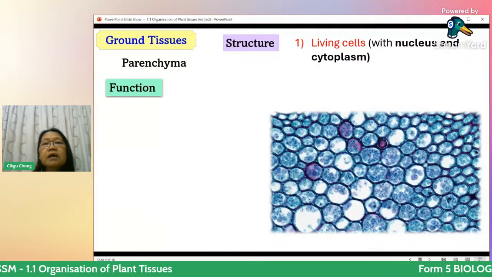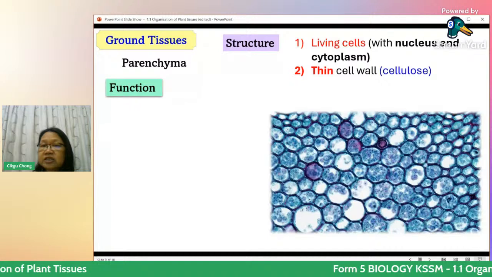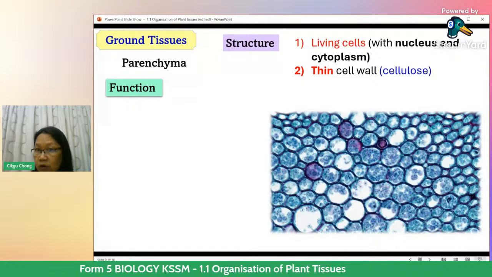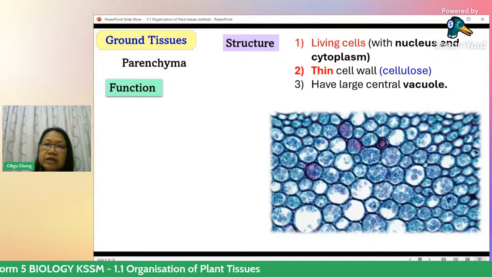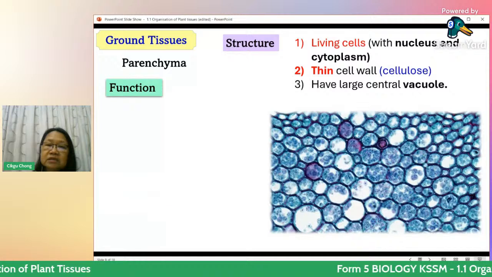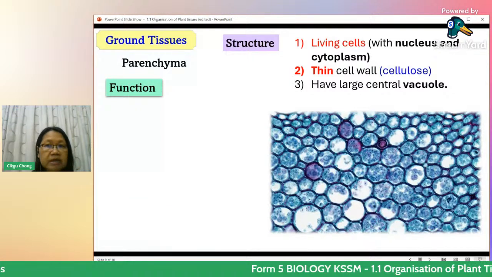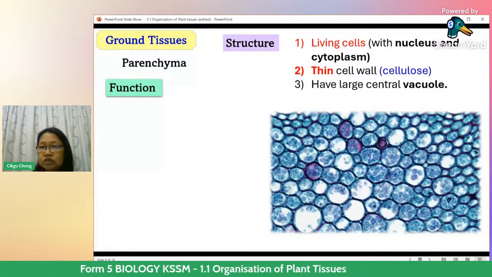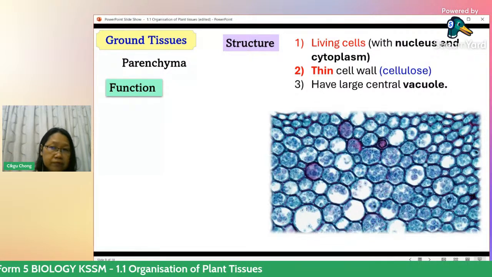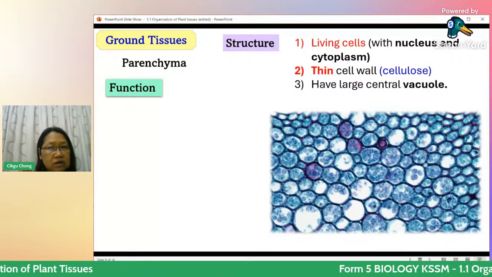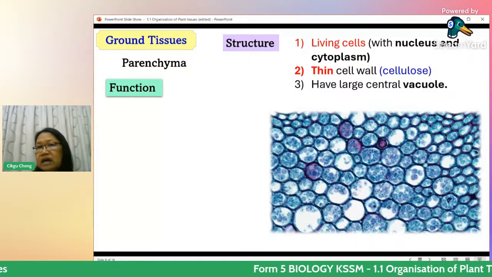Next, thin cell wall. This is an indication of why you identify it to be a parenchyma cell. Thin cell wall. And also they have large central vacuole. So you see all these empty spaces inside these big cells, probably a vacuole there. It's not very clear from the picture. You have a large central vacuole to store substances, that means water, amino acids, food and so on.